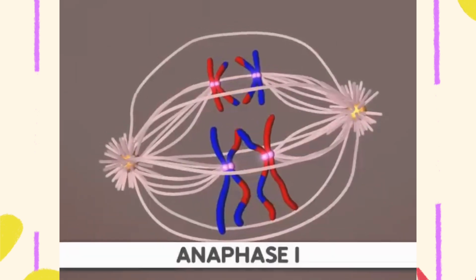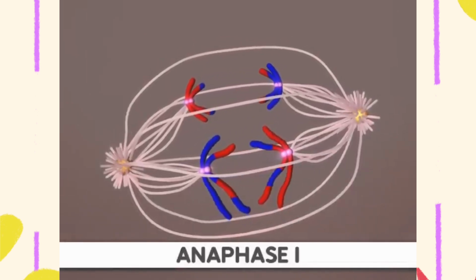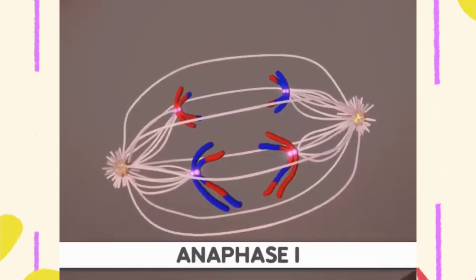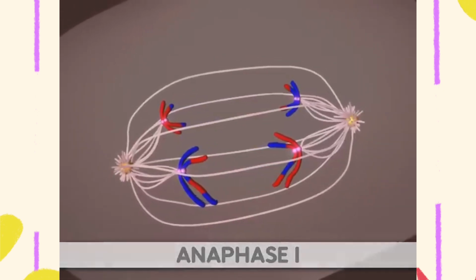The next phase is anaphase I. During this phase, homologous chromosomes separate and migrate to the two poles of the cell. Importantly, the sister chromatids remain attached at their centromeres.